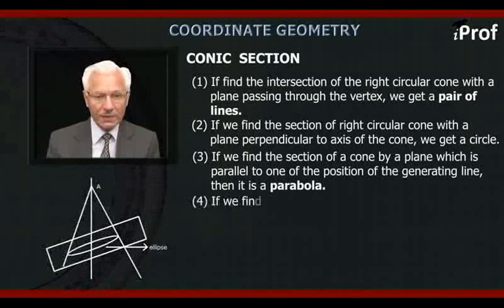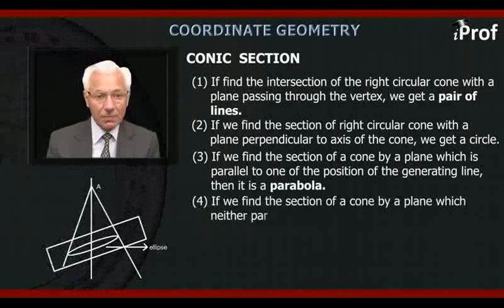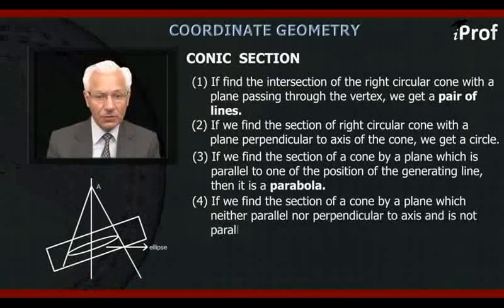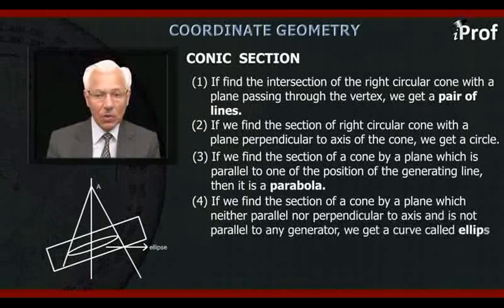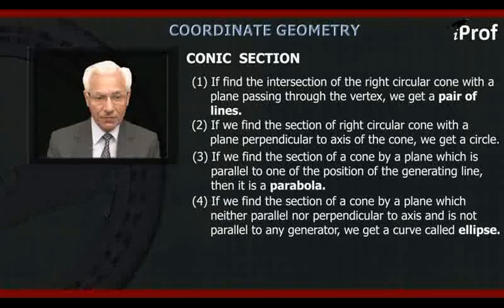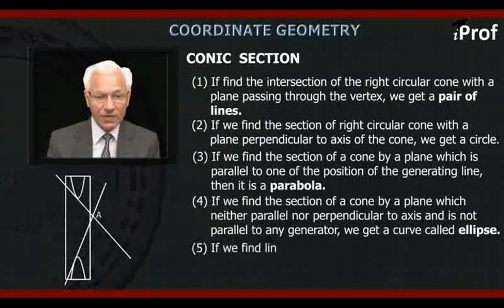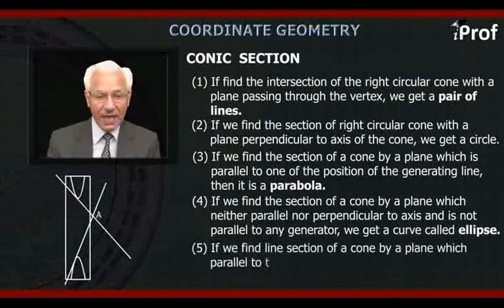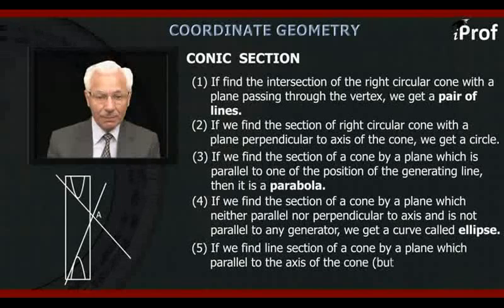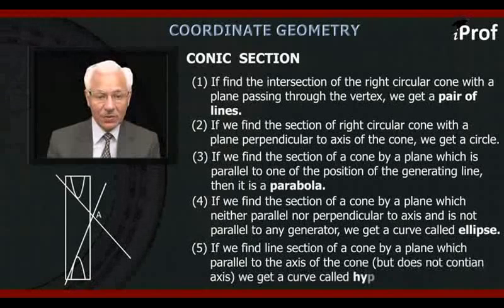Fourth, if we find the section of a cone by a plane which is neither parallel nor perpendicular to the axis and is not parallel to any generator, we get a curve called ellipse. Fifth, if we find the section of a cone by a plane which is parallel to the axis of the cone but does not contain the axis, we get a curve called hyperbola.